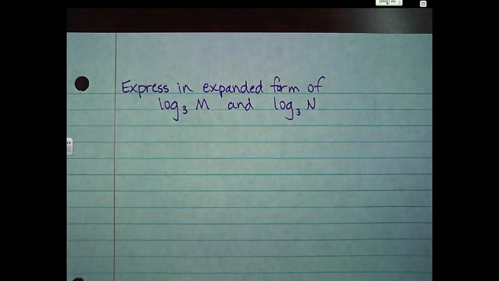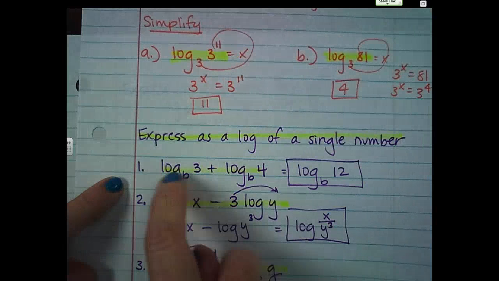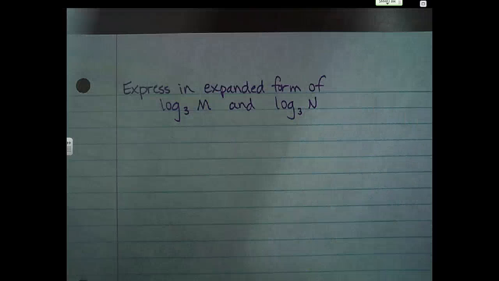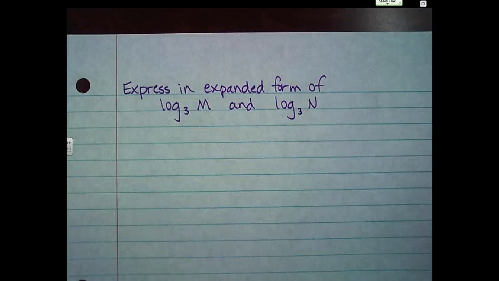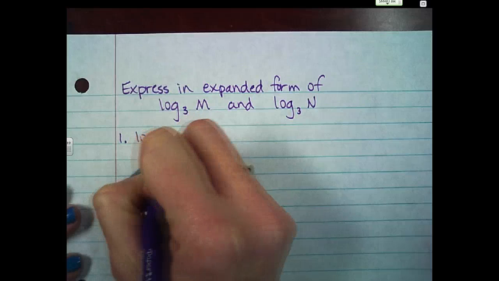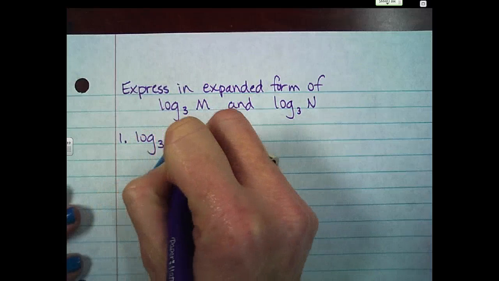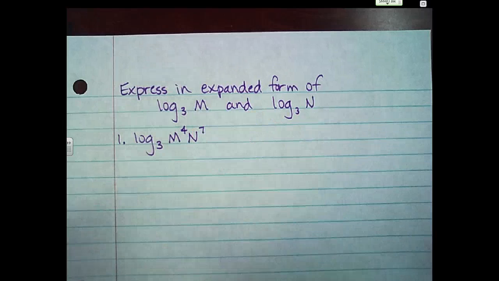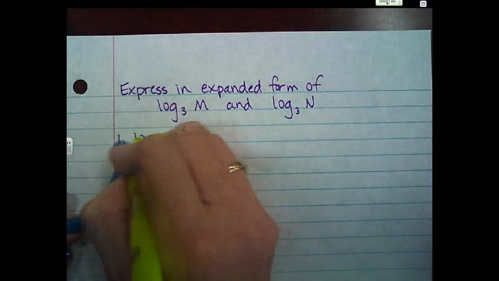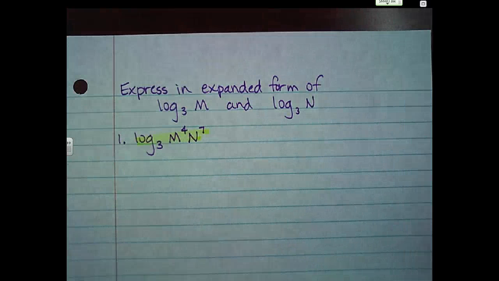So what we did on the problems before, you'll notice they were expanded out and this said add, so we multiplied. On this section, they're going to already be written together. So for example, log base 3 of m to the 4th and n to the 7th. Now keep in mind that an exponent goes in front. This is in condensed form, we're going to write it out.